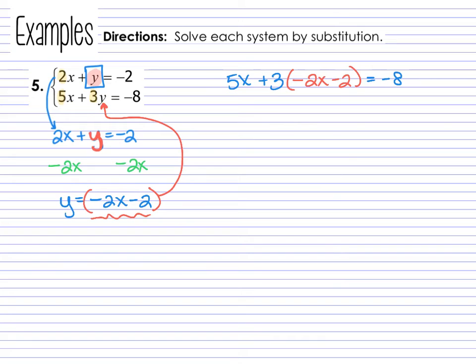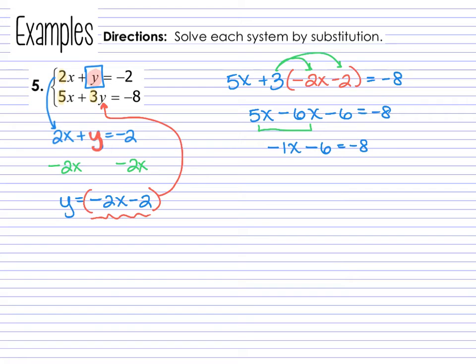Okay, so now I only have x in this equation. So I have to solve for x. I start by distributing. I'm going to multiply through. So I have 5x minus 6x. 3 times negative 2 is negative 6, equals negative 8. I'm going to combine my like terms. 5x minus 6x, they are like terms, they both have an x, so I'm going to subtract the coefficients. 5 minus 6 is equal to negative 1x, or just negative x, either way. Minus 6 equals negative 8.